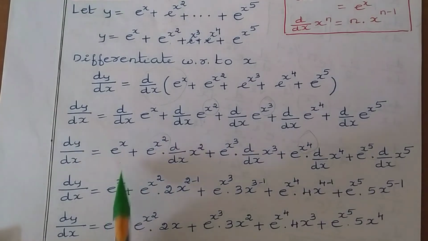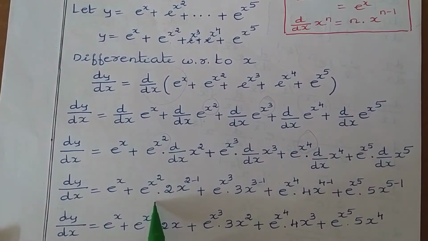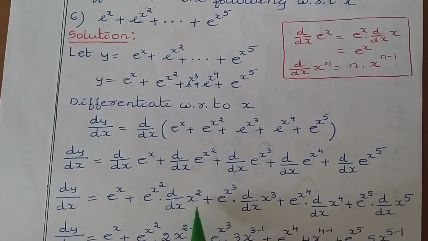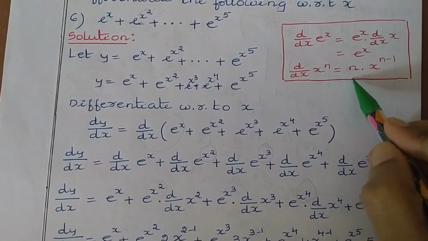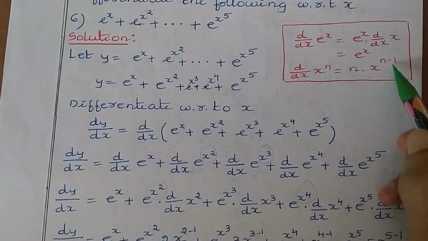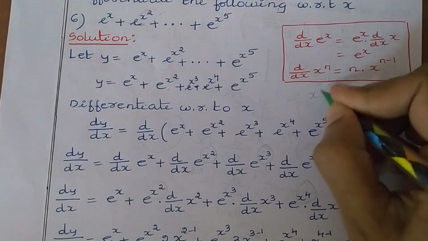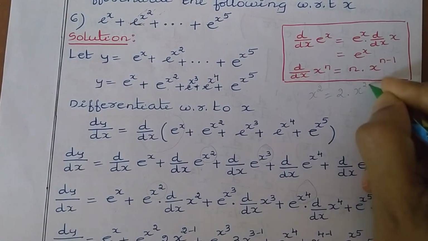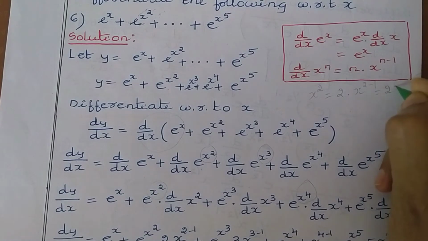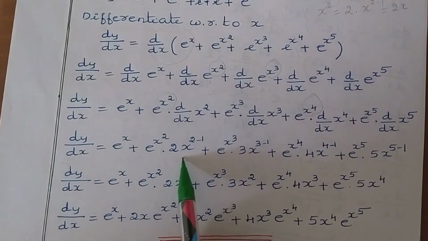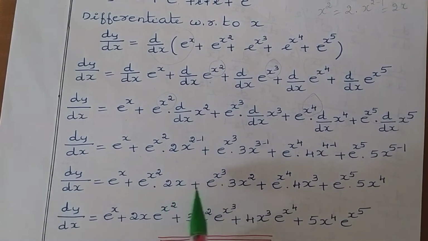Next step, e to the power x plus e to the power x square, derivative of x square. How to find the derivative of x square? For this, you can use this formula. X to the power n derivative is equal to n into x to the power n minus 1. Here we have x square. How we can write this? 2 into x to the power 2 minus 1. That is 2x. So we get 2 into x to the power 2 minus 1, that is 2x plus.